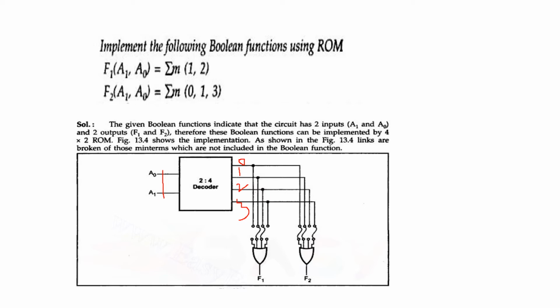F1 is 1, 2. So 1 is connected, the fuse is connected. Here 2 is connected, so 2 is also connected. These two fuses are intact, and the other fuses are disconnected. So F2 is 0, 1, 3. 0 is connected, 1 is connected, 3 is connected, but 2 is disconnected. In this way we can implement this Boolean function by using ROM.